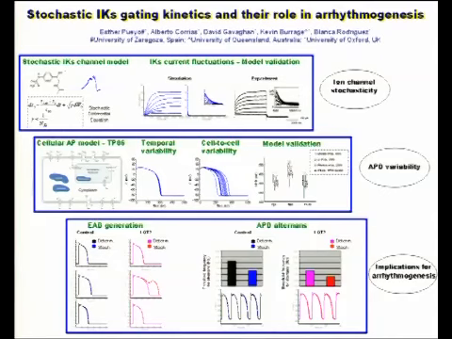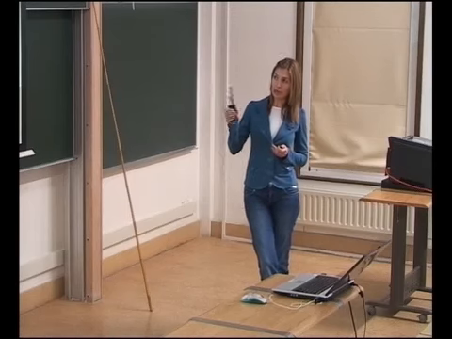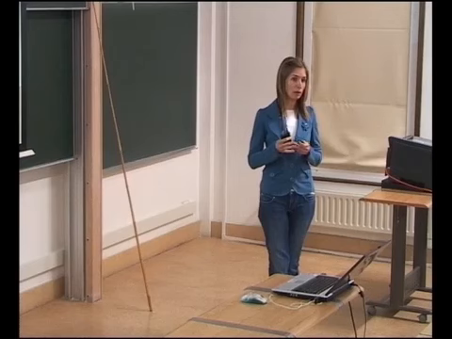So we consider an additional random term, which we can demonstrate is inversely proportional to the number of channels associated to the current. That is why we start by introducing stochasticity into the IKs current. We validate the model using experimental data that we have available for human and for other species, both in terms of number of channels, unitary current, and so on.